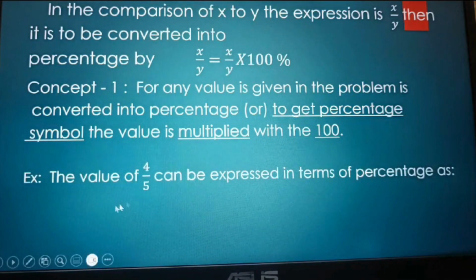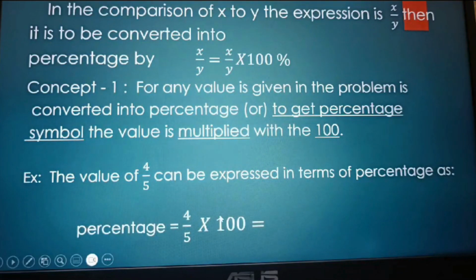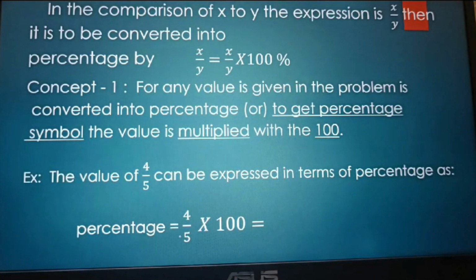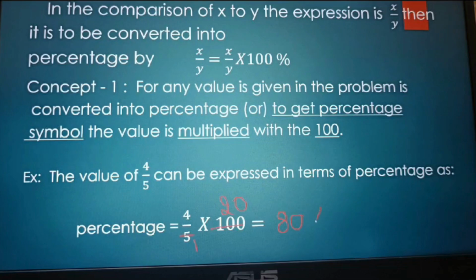Let's see. The value of 4 by 5 can be expressed in terms of percentage as 4 by 5 into 100. So 4 by 5 into 100: 5 ones are 5, 5 twos are 10, 5 zeros are 0, 4 twenties are 80. So this result can be said to be 80%, not simply 80.